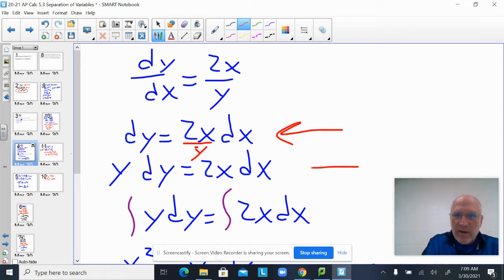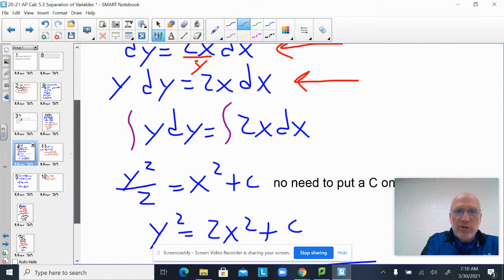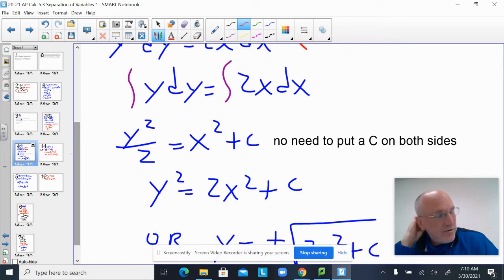So this line right here, I have in fact successfully separated the variables. I have the x's and the dx on one side, I have the y's and the dy's on the other side. Once I get there, now I integrate both sides. So that's where the purple integral signs come from. Now I take the antiderivative of both sides. On the left side, the antiderivative of y dy, well, that's just a simple power rule. That's just y squared over 2. And then the right side, the integral of 2x dx is just x squared plus c.